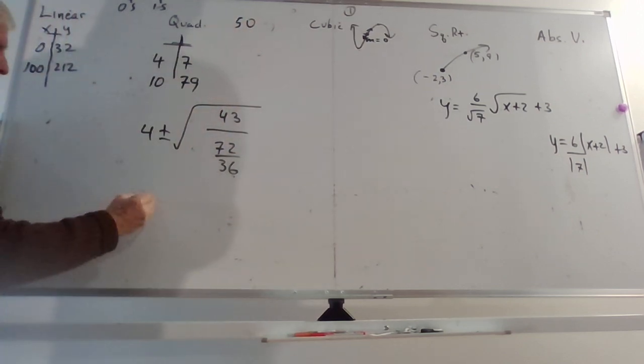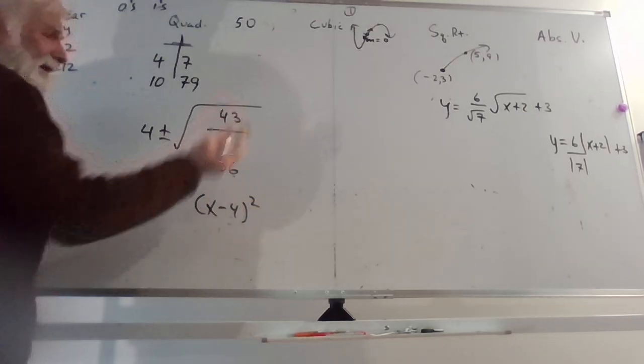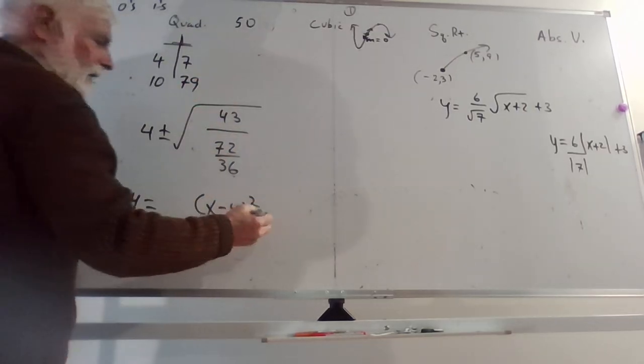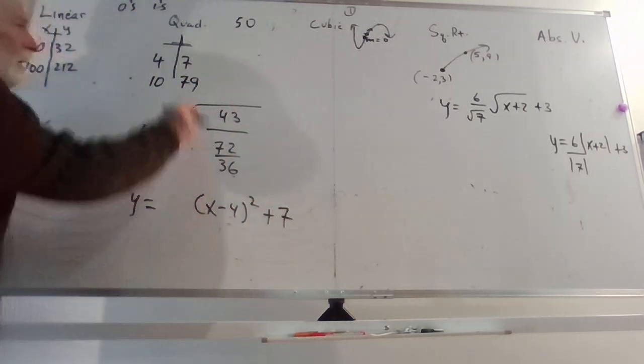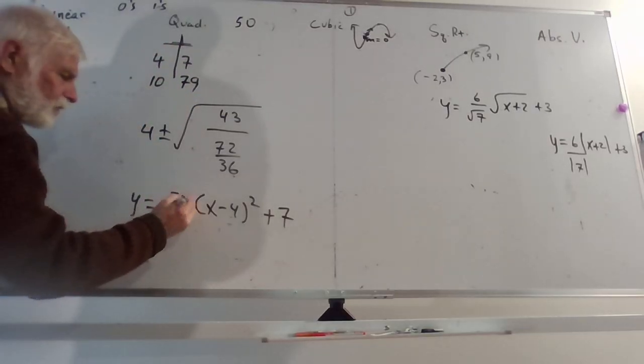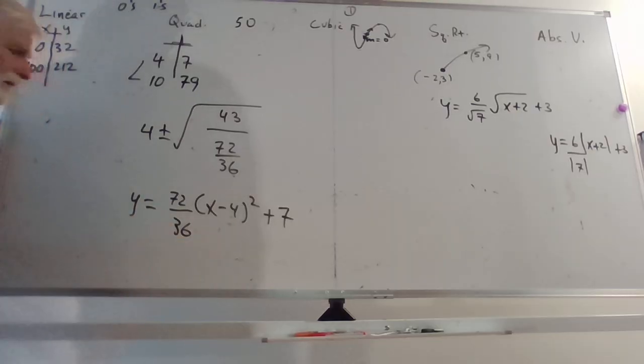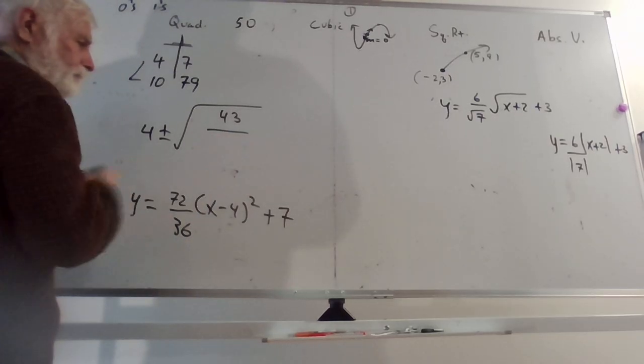So what do we have? We have y equals x minus 4 squared. Can't be rocket science if I'm doing this, right? So plus 7. Here's my vertex. How do I get from 7 to 79? I got to go up 72 units. What's the square change from 4 to 10? 36. So maybe you're starting to see why I said that. I should have said 2.